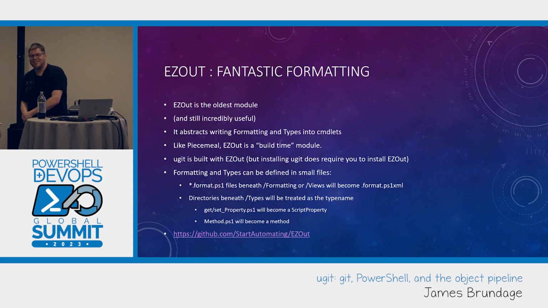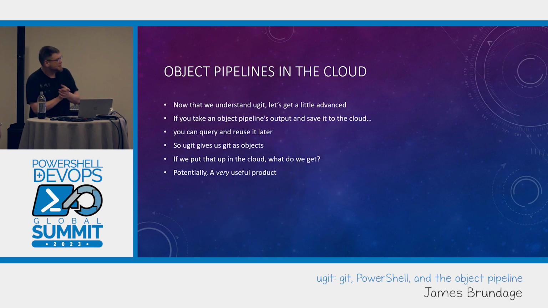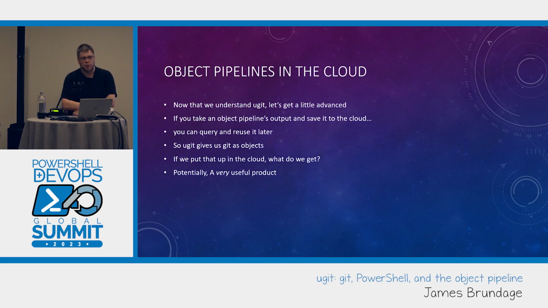Anyway, so let's talk object pipelines. Let's talk actually slides that didn't get their animations. If you take an object pipeline, or a pipeline's output, and you save it out to the cloud, you can query it and reuse it for later. So ugit will give us Git as objects. And if we put that up in the cloud, what do we get? Well, potentially a very useful project or product. Now, let's ask for a little bit of collective honesty before I go to my next slide, which I guess probably also won't have its animations prepped.